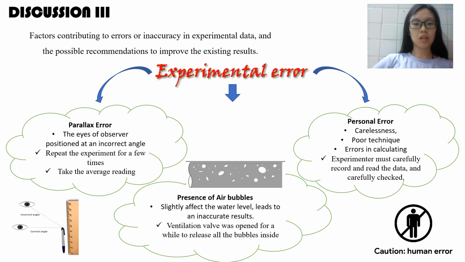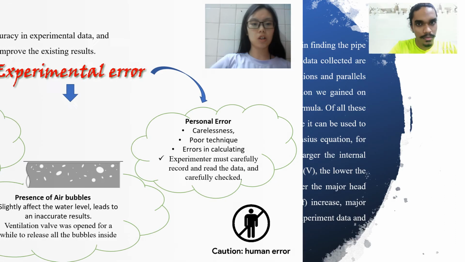Lastly, the personal errors may be due to the carelessness and poor technique of the experimenter. This also includes errors in calculating, since this experiment consists of many formulas and calculations to obtain the final answer for further discussion. To ensure the accuracy of the result, the experimenter must carefully record and read the data and carefully check.